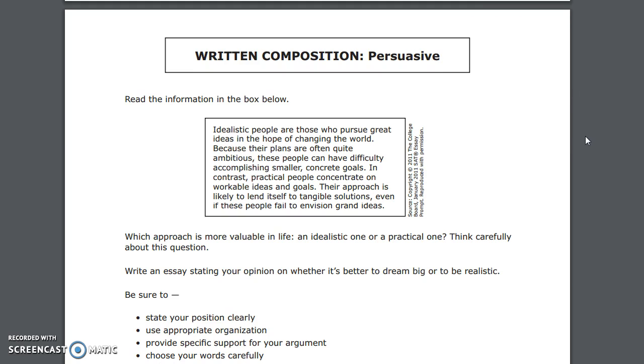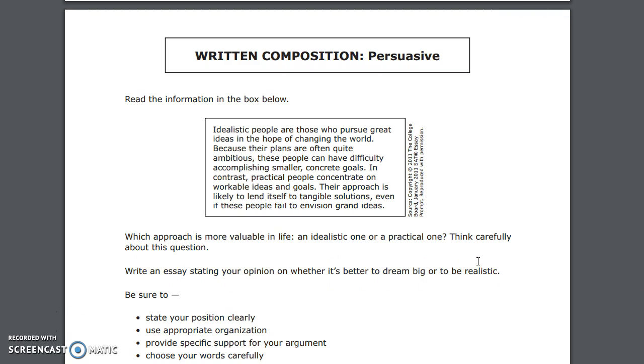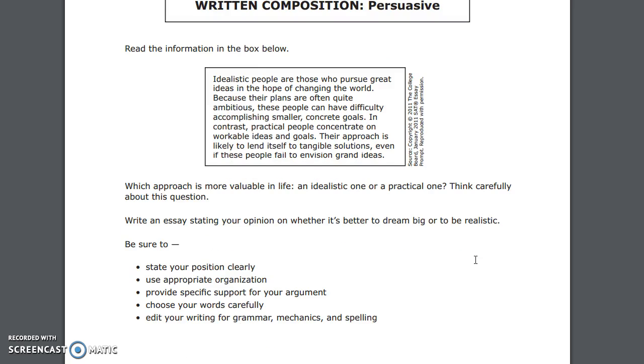So the first thing you might want to look at is the writing prompt. What is it you're going to have to do? So read the prompt. We're going to look at what the writing statement is asking us to do. For example, write an essay stating your opinion on whether it's better to dream big or be realistic. So I'm going to spend some time just thinking about that. I've just read the prompt. I'm not sure what I want to write about just yet. I just want to start thinking about it.